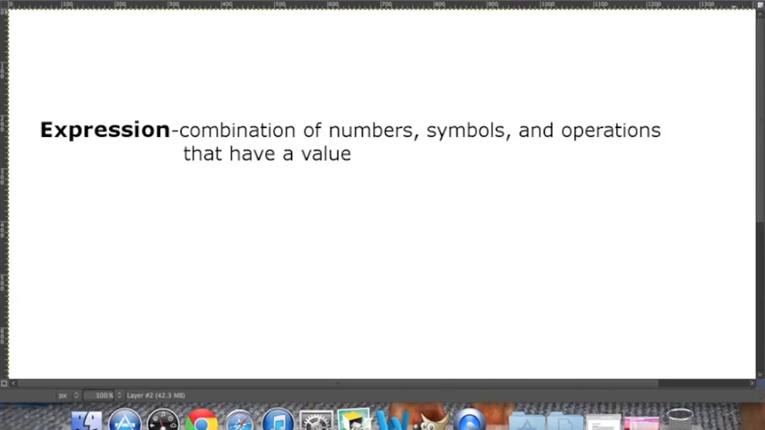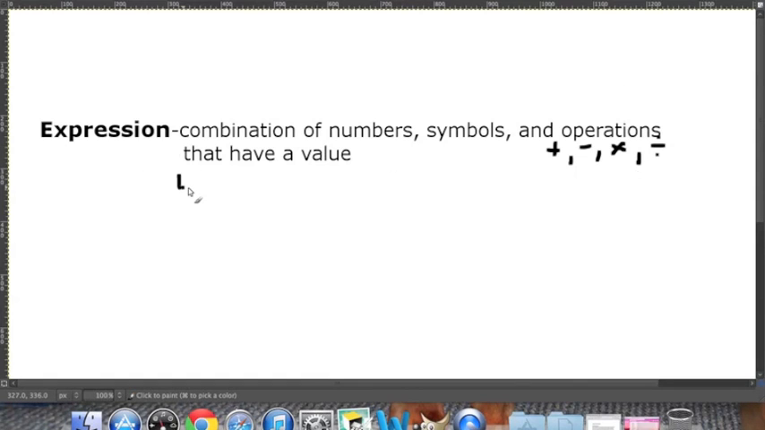In this video, I'm going to be explaining order of operations. But before we get started on that, let's go over a few simple terms. The first term is expression, and an expression is a combination of numbers, symbols, and operations. Operations meaning addition, subtraction, multiplication, or division that have a value.